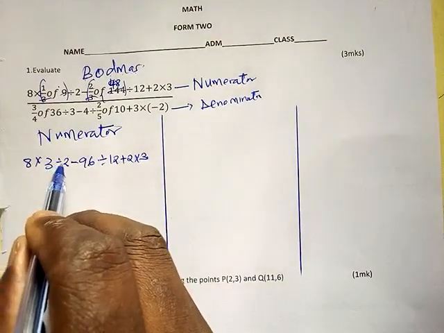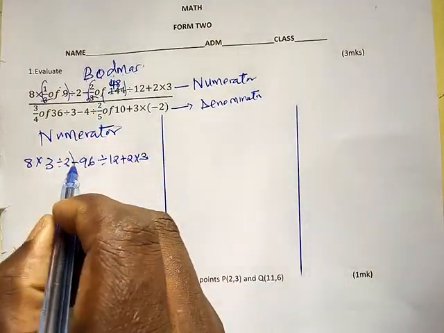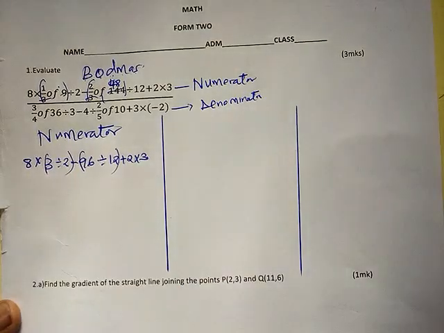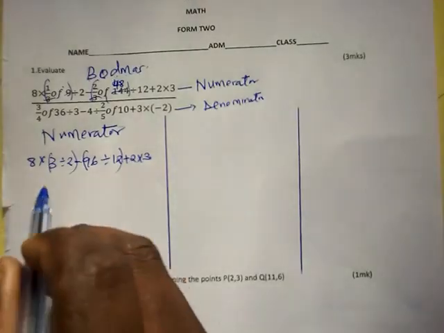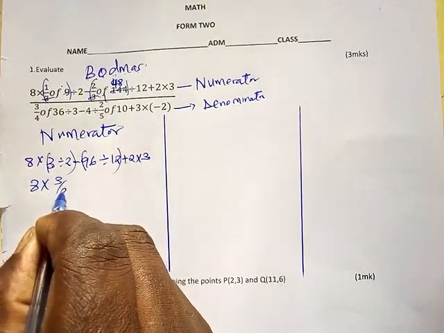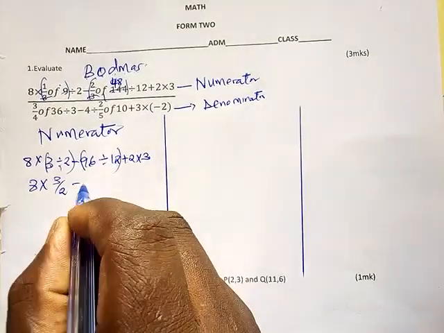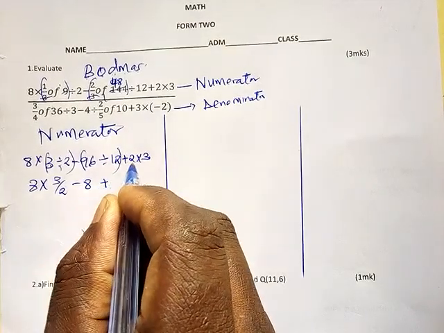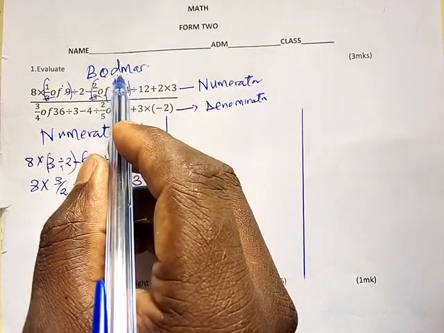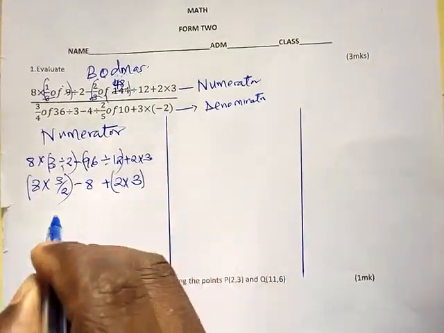The next thing is we have finished of. Division is here, another division is here. So 8 times 3 over 2, that's the division, minus 96 divided by 12 is 8, plus 2 times 3. The next one is multiplication. So multiplication is here, multiplication is here.